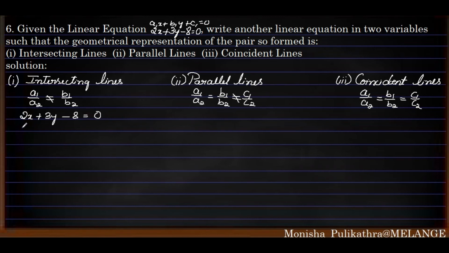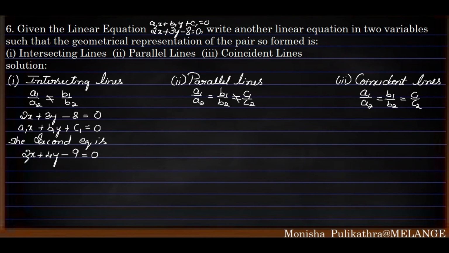So this is of the form a1x + b1y + c1 = 0. Here we need to find one more equation of our own so that it should be intersecting. Intersecting means a1 by a2 should not be equal to b1 by b2, right? So let the second equation be, any number you can take, such that it satisfies the rule of intersecting lines: 2x + 4y - 9 = 0.